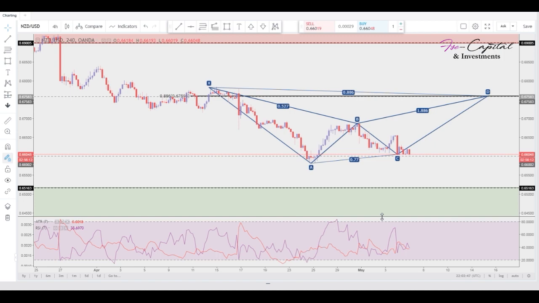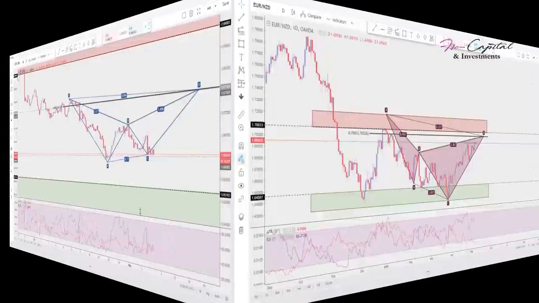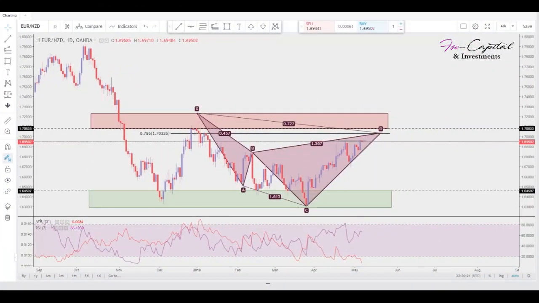Let's move over to my last pair, which is Euro New Zealand. Last pair, traders, Euro New Zealand daily time frame. We've got a lot of advanced patterns setting up this week. We've got a bearish Cipher near to complete on the daily time frame. So if you're a daily time frame trader and you trade advanced patterns, you've got a bearish Cipher at 70.32s.